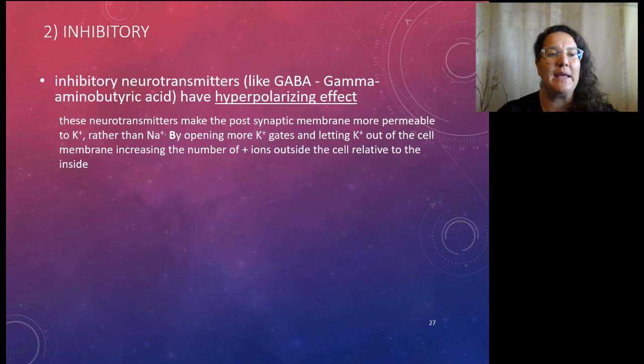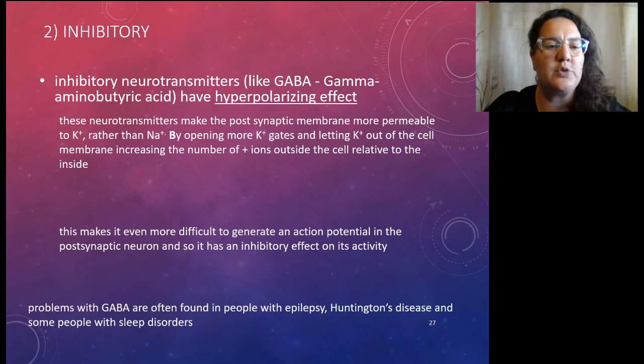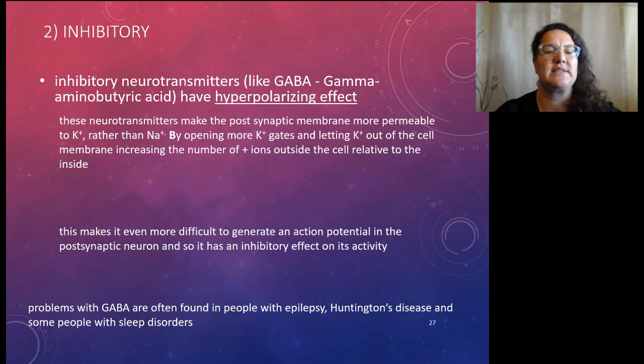But we also have inhibitory neurotransmitters, such as GABA, and these have a hyperpolarizing effect. So these neurotransmitters make the postsynaptic membrane more permeable to potassium rather than sodium. So they make the postsynaptic neuron less likely to fire. So by opening more potassium gates and letting potassium out of the cell, it increases the number of potassium ions outside relative to the inside. Like I said, to make it more difficult to generate an action potential.